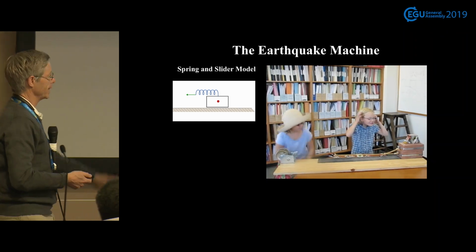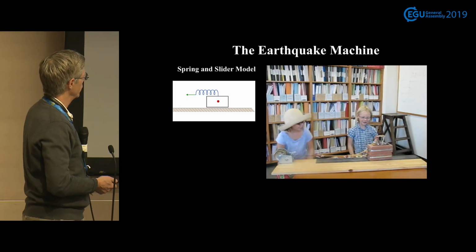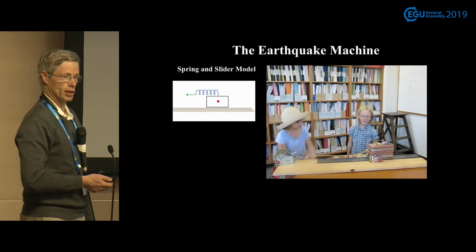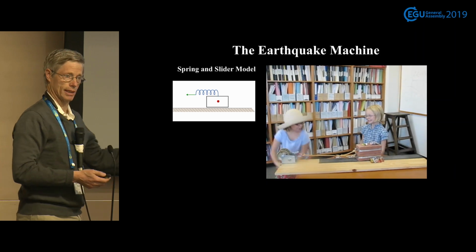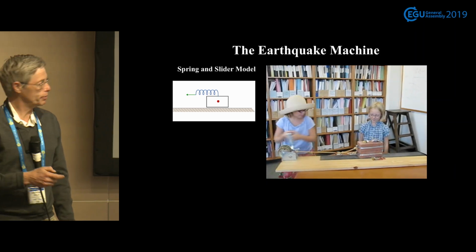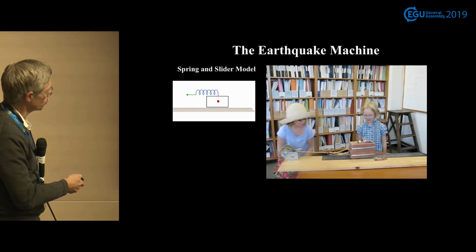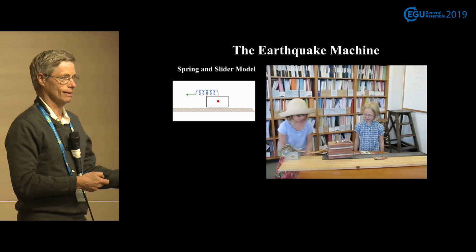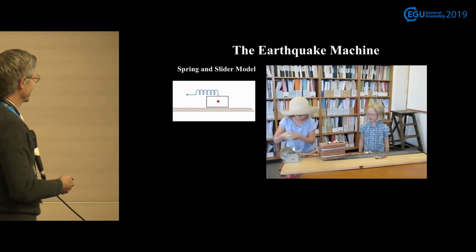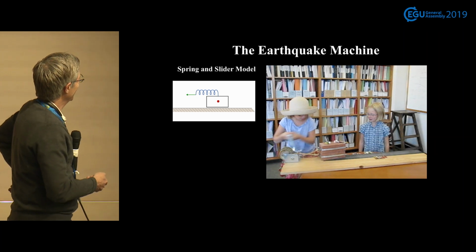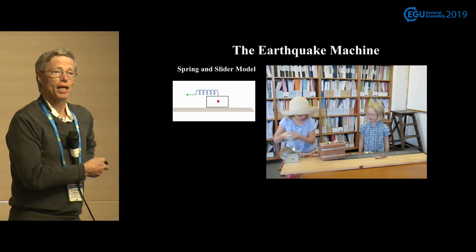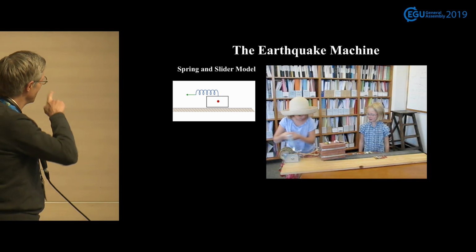You see in that case, the slider doesn't move, and at some point it starts to move. So it has episodic slip. And you see that the house cart was not well built, right? It didn't resist shaking. By the way, that's something you can build in your classroom.